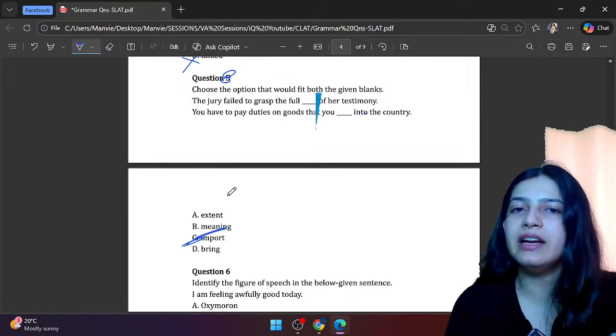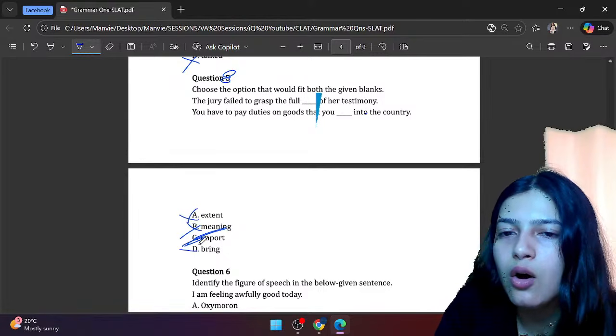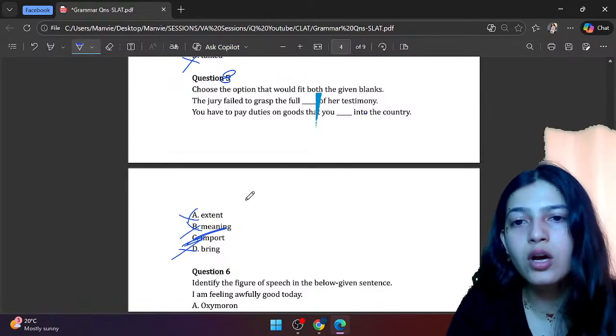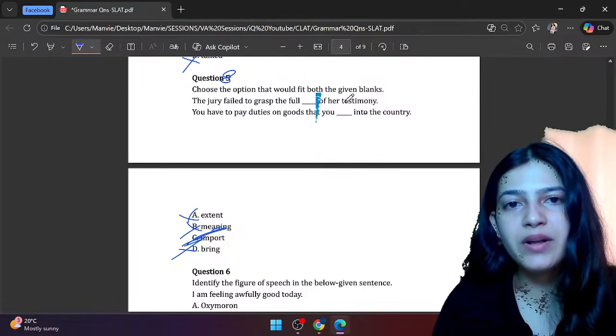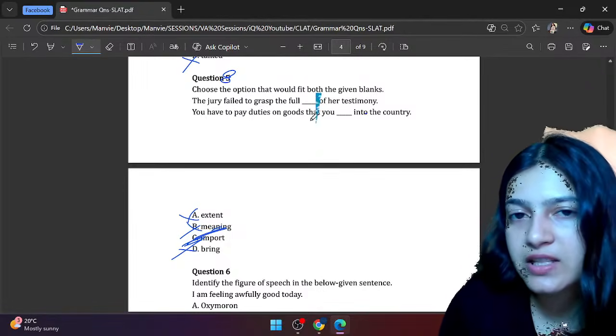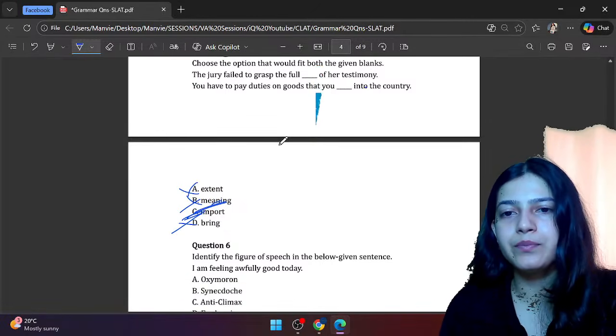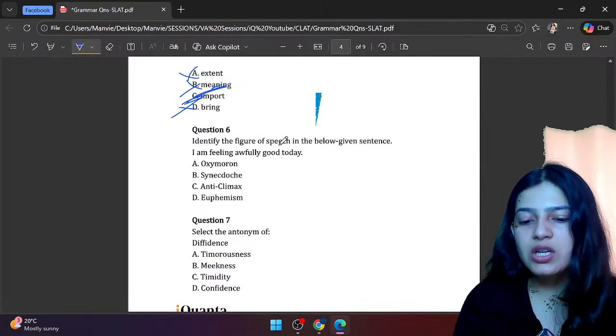Extent can be right for the first blank, but for the second it becomes wrong. Meaning, bring, all of them are insensible and wrong. So yup, this one is the correct answer. Import, right? Full import of a testimony and goods that you import into the country. That's right.